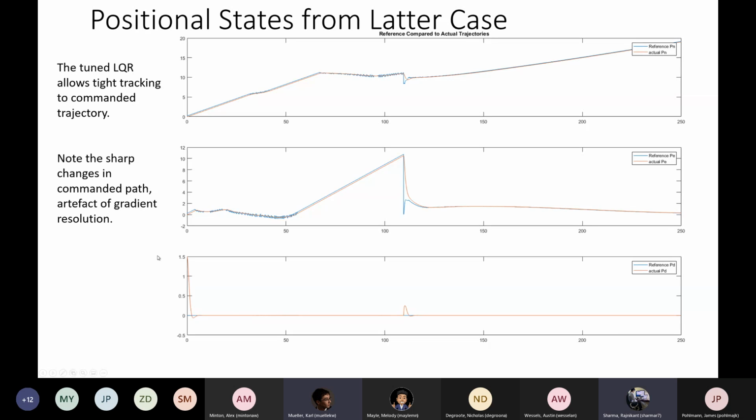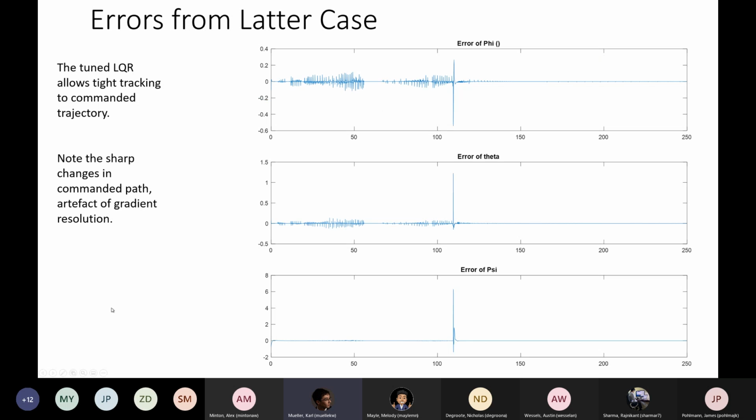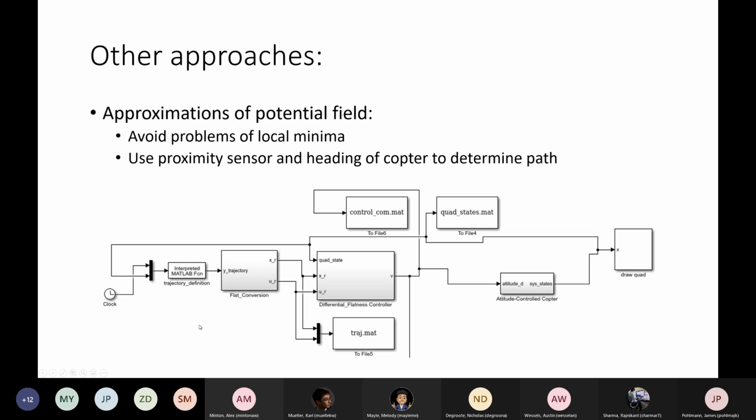By increasing the resolution of the gradient and the potential field itself, these artifacts in tracking can go away. And then here are just some error plots, relatively low error in terms of power angles. So relatively low error overall, except again here at about 110 seconds, we see a spike as it jumps back to the truck.